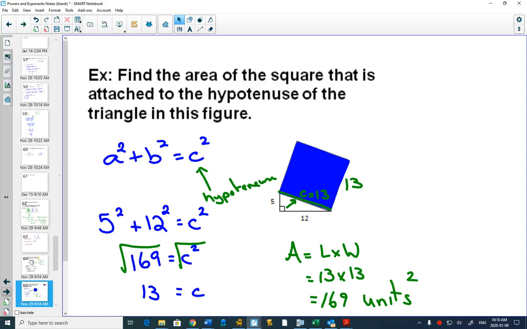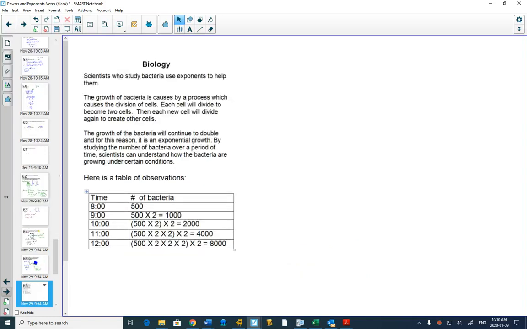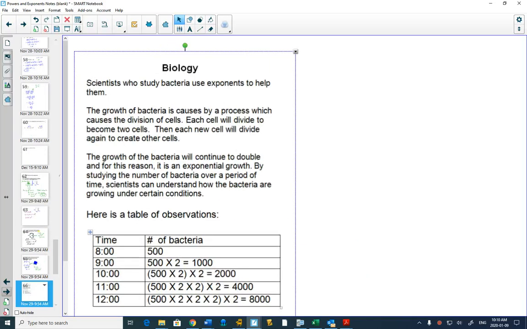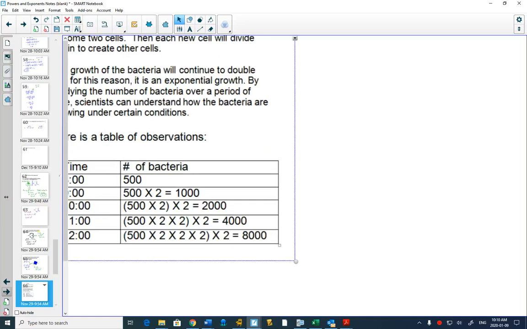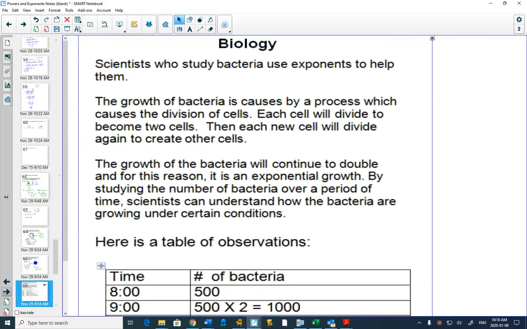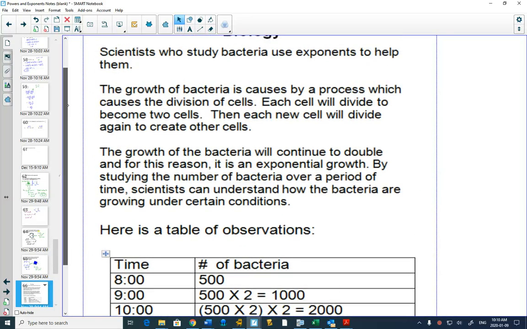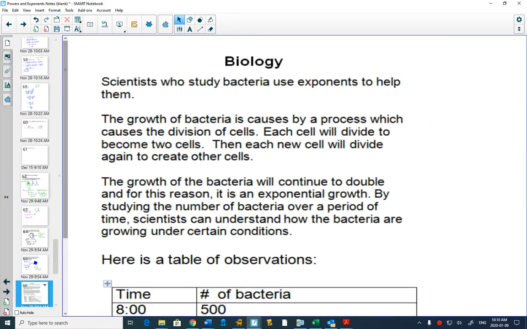Another application of exponents that we're going to look at is in biology. I'm going to make this a little bit bigger so we can see. The problem is the science and math and a whole bunch of things, they start to interconnect.